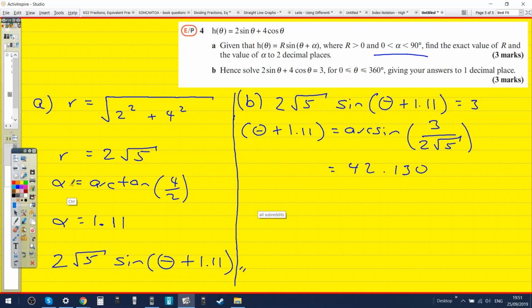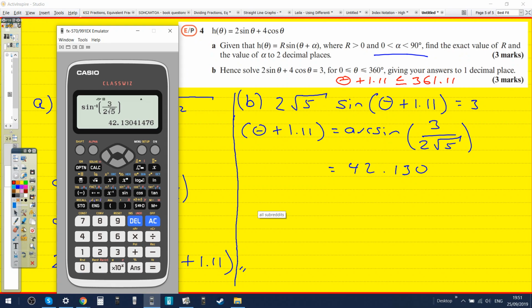And there will be two values, and you just do 180 minus 42.13, which is 137.87. Hold on. Arctan 2 in degrees. Sorry? 1.11 is in radians. Yeah, that's what I just thought. 63.44. No, 63.43.